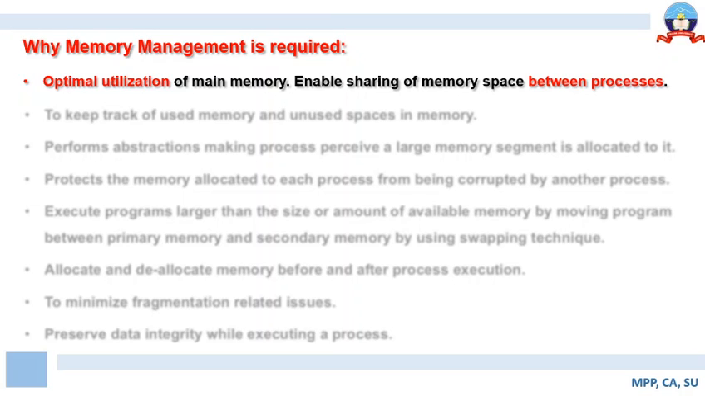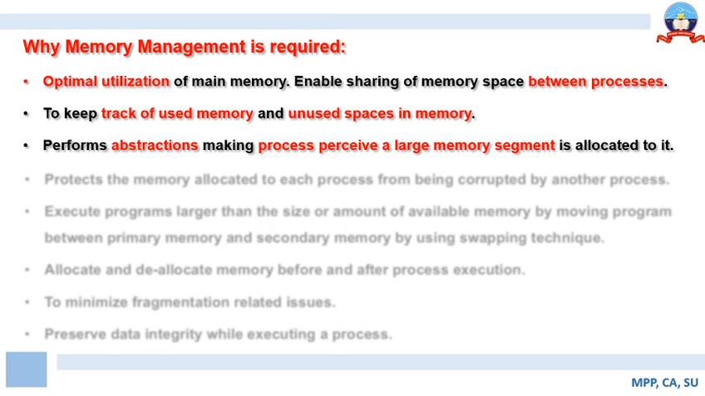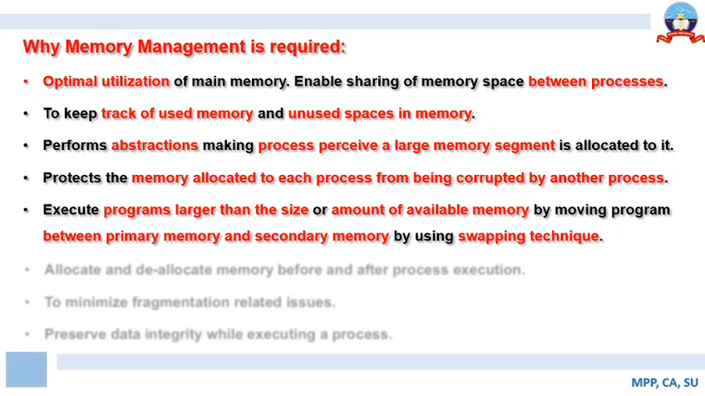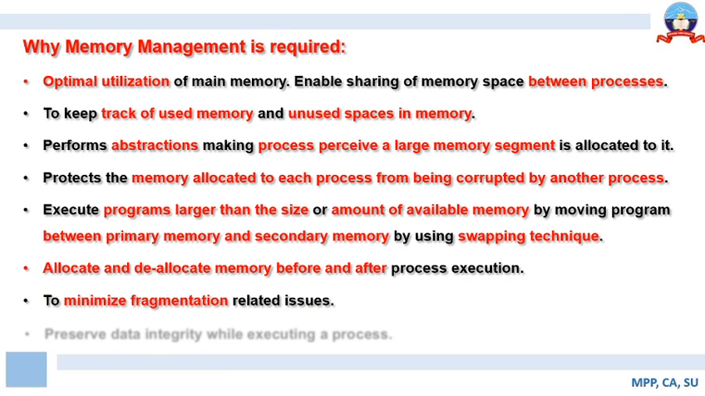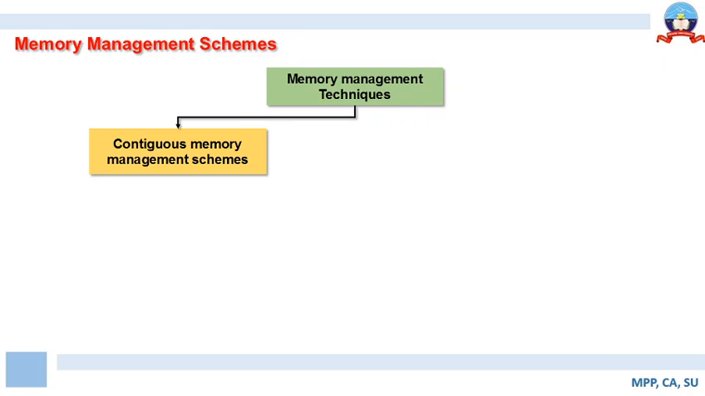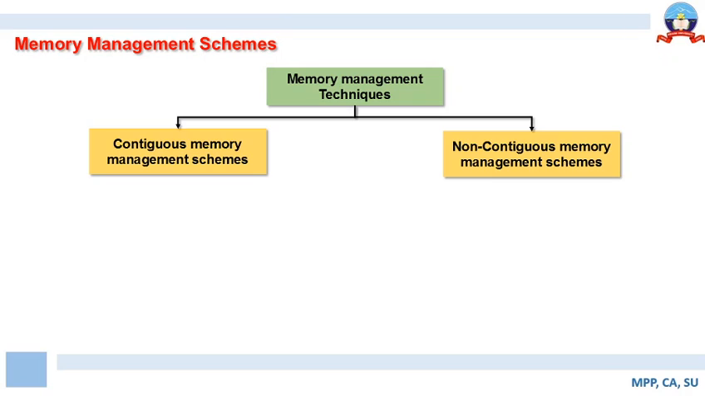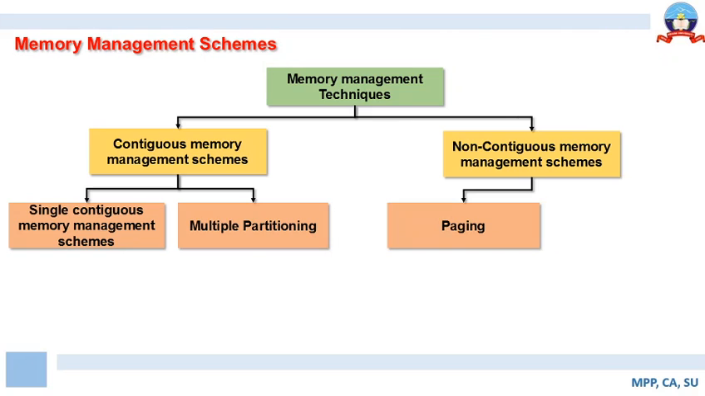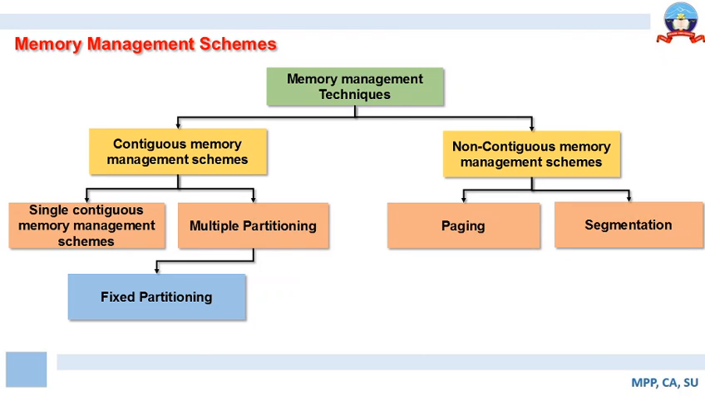And then we have learned why a memory management scheme is actually required, where we have talked about optimal utilization of memory space, abstraction, allocation and deallocation, providing security to the processes, facilitating execution of larger programs, fragmentation in brief, and maintaining consistency. Eventually, we moved to various memory management schemes, where we have discussed contiguous and non-contiguous memory management schemes and their types. In the upcoming classes, we'll be learning about the various memory management schemes in greater detail.